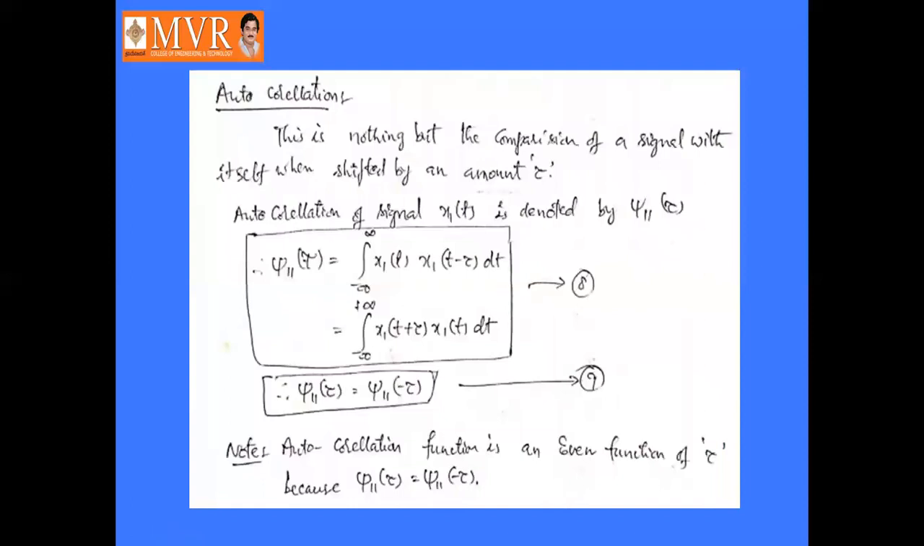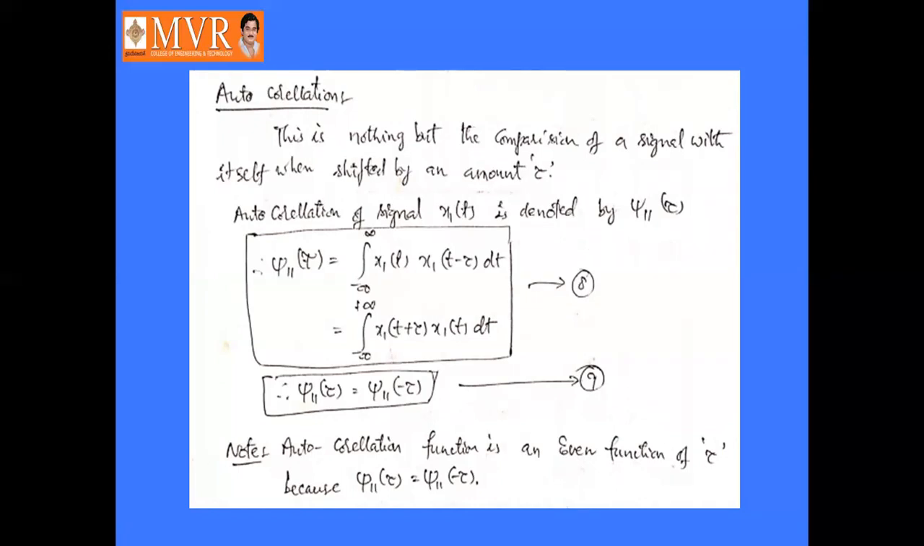That is about the cross correlation. Cross correlation means we are comparing two different signals. X1 of t is compared with X2 of t, right? So the integral will be modified as J12 of tau is equal to integral minus infinity to infinity x1 of t into x2 of t minus tau dt, or we can write this as x1 of t plus tau into x2 of t dt. That is about the cross correlation function. Coming to the autocorrelation function, this is nothing but the comparison of a signal with itself when shifted by an amount tau.